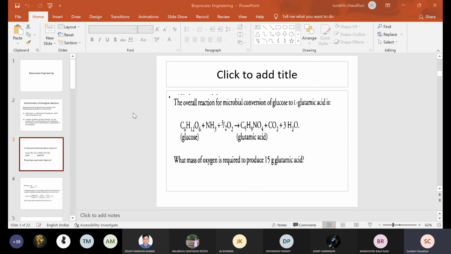147 is the molecular weight of glutamic acid. I'm telling you. Oxygen is 32. And then it is 3 by 2. Then you calculate for 15 gram glutamic acid, how many grams of oxygen are needed? 4.89 grams, 4.9 is the right answer. Okay, so this is glutamic acid 147, oxygen 32. So 15 into 3 by 2 into 32 divided by 147 equals 4.9.